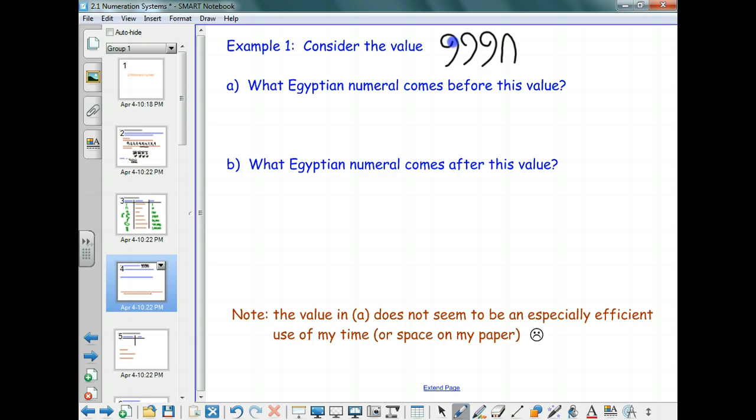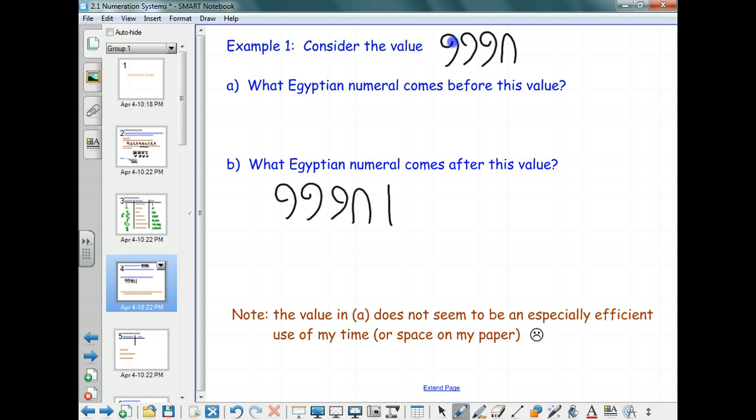Okay? So what number would come, let's do after, because this one's easier to do after, so let's go to B first. What number comes after 3 scrolls and a heel bone? That's right. 3 scrolls, a heel bone, and a vertical staff. Right? Because it's one more. This is one more than it was before. Because that's what the number 1 is. It's a single staff.